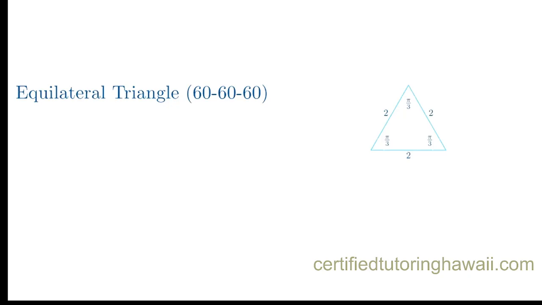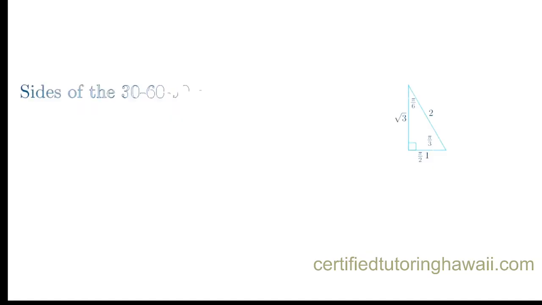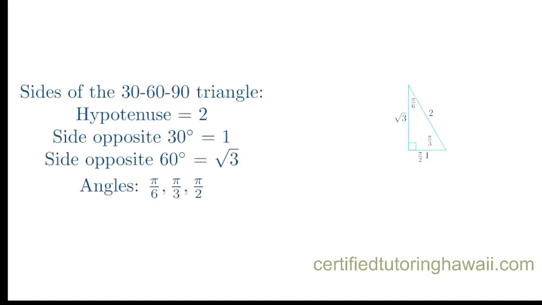Now, let's bisect one of the angles. Drawing an altitude from the vertex to the opposite side creates two congruent 30-60-90 right triangles. Each of these new triangles has a 30-degree, a 60-degree, and a 90-degree angle. Let's analyze one of them. The original angle was 60, but the altitude bisected it into 30 degrees, or pi/6. The hypotenuse is the original side length of the equilateral triangle, which is 2.